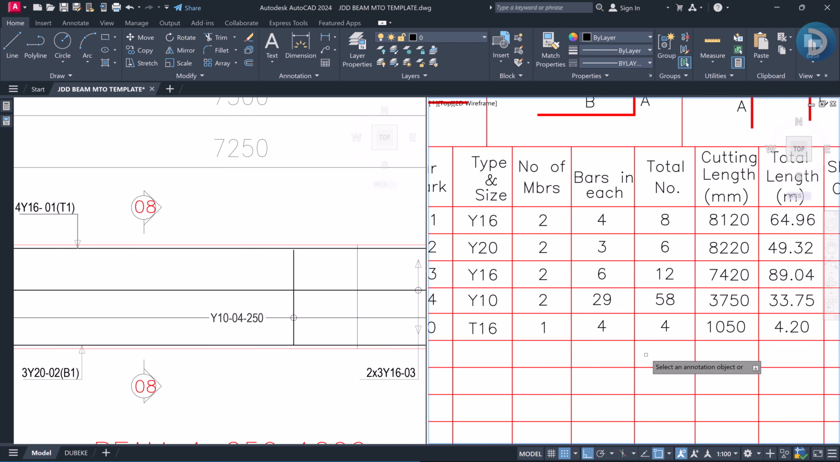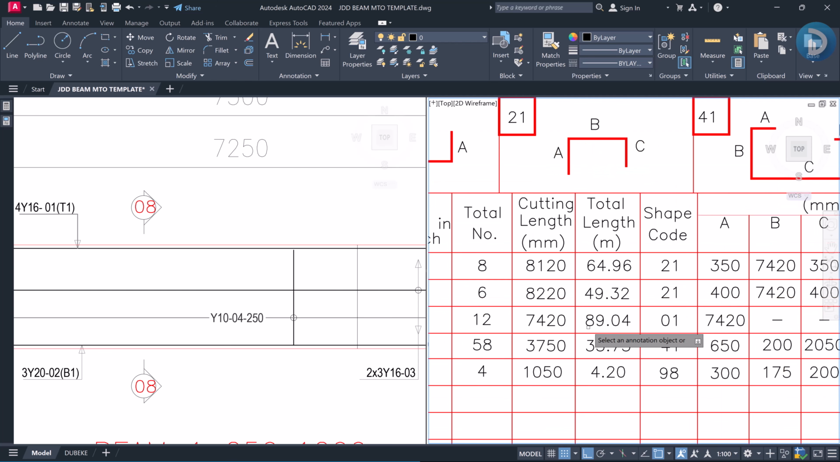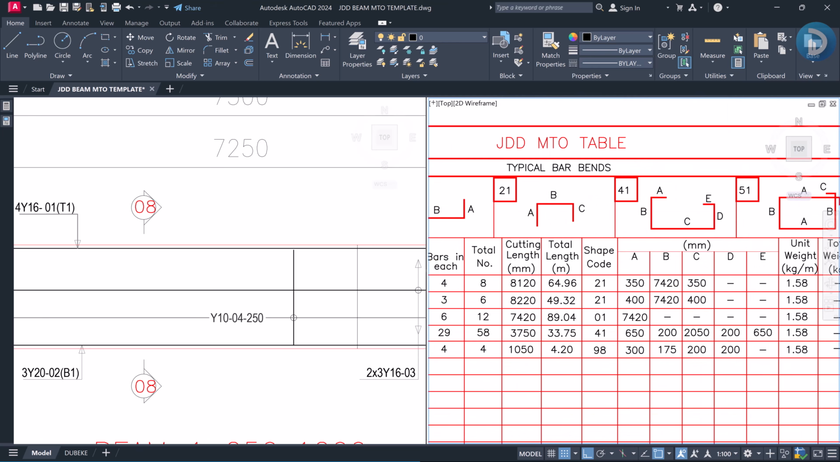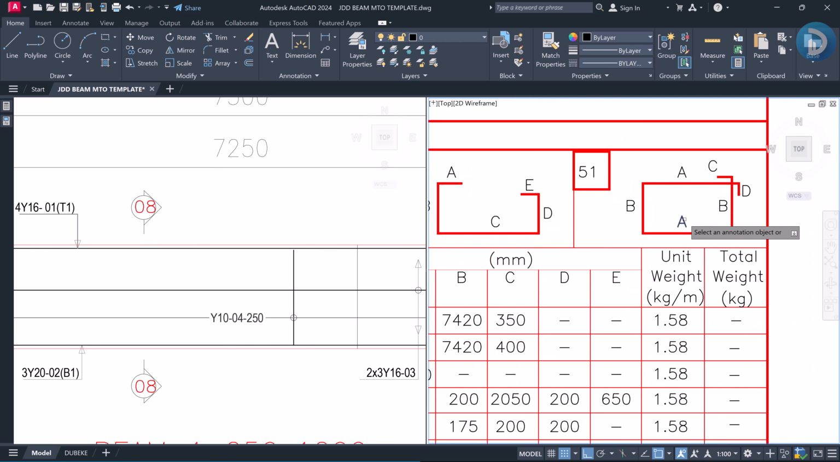Then the next will be our respective cut length. So we'll come back to these two as usual. Firstly, we have to look at the shape code. As you can see, we have A and A as equal, we have B and B as equal, then C and D can be different.